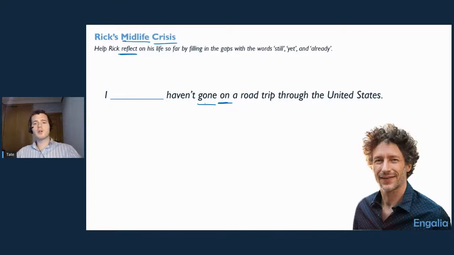So which word can we put in the sentence? Can we say still haven't, yet haven't, or already haven't? You need to tell me the answer. I'll give you a few seconds, and let's see if anybody can get the answer before I give it to you. So I blank haven't gone on a road trip through the United States.